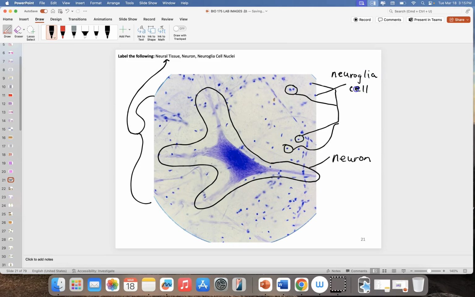We will talk more about these cells in this tissue later on, but this is a nice introduction to neural tissue.